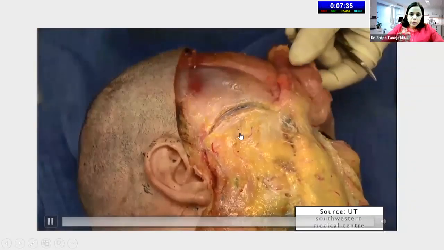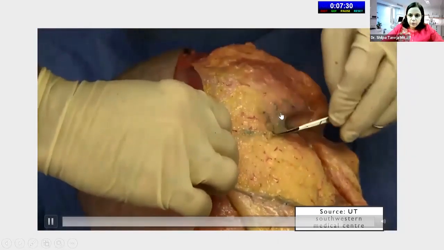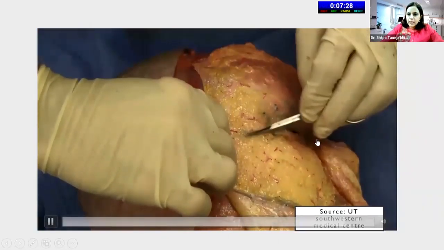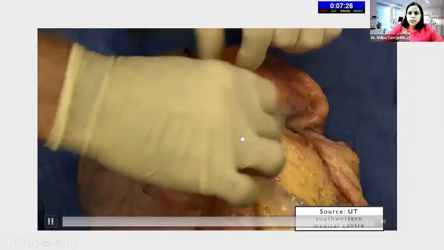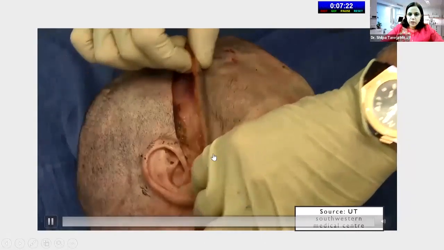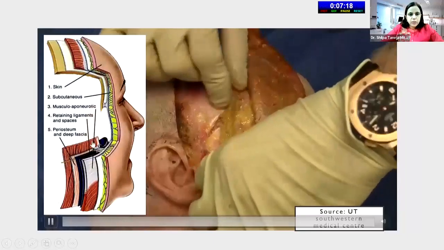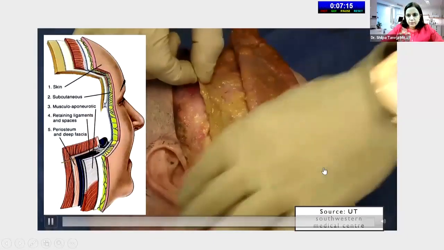This is also an important structure to remember here, the middle temporal vein. Inject superficially between the skin and the superficial fascia, that is the superficial temporoparietal fascia. That is the safest zone in the temporal area to inject fillers.